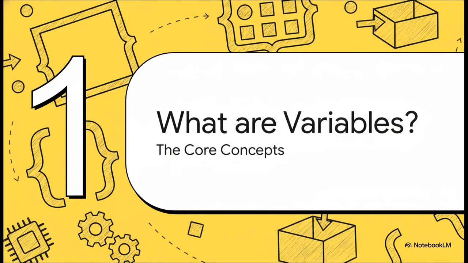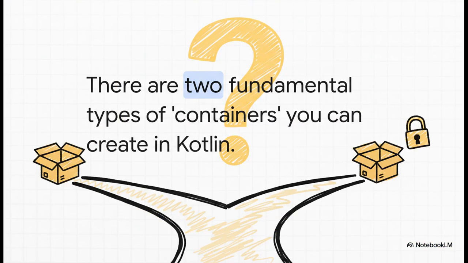Okay, so let's dig into the details. In Kotlin, what do these containers actually look like? And what kind of choices do we get when we're making them? Right off the bat, when you go to make one of these containers, Kotlin makes you pick. You've got two main options, two totally different kinds of boxes. And the one you choose really matters for what you can do with that data down the line.